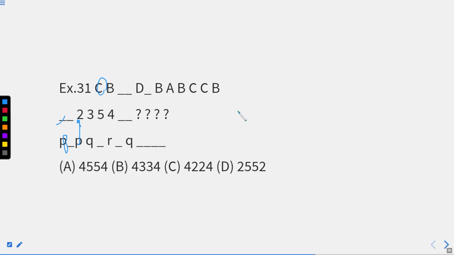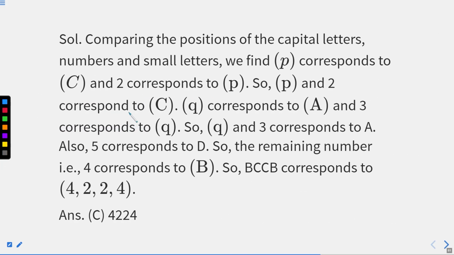So what we are using? A equals to B equals to C. We are using this particular thing. And in this manner we are able to complete our number series. I'll directly take you to the comparison part. As I have already compared first part for you, that is comparing the position of capital letters, numbers and the small letters. We are able to find P corresponds to C and 2 corresponds to P, so that P and 2 both corresponds to C. We have already discussed till here.